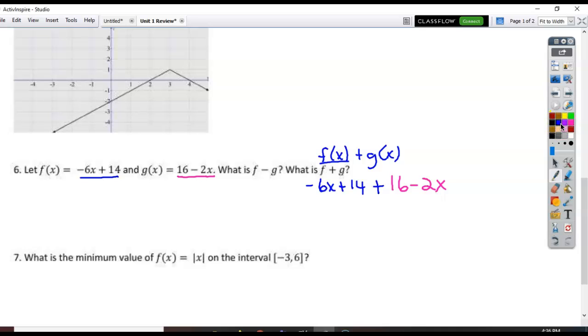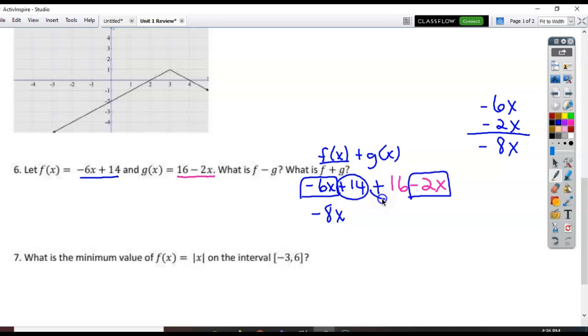Okay, no parentheses, so all I'm going to do is combine like terms. I've got a negative 6x and a negative 2x. Negative 6x, negative 2x. All right, since they have the same sign, you're going to add them. 6 plus 2 is 8, and keep the sign. So it's negative 8x. Then I've got a plus 14 and a plus 16. I'm adding those together. That gives me a positive 30. That right there is the answer to an addition.